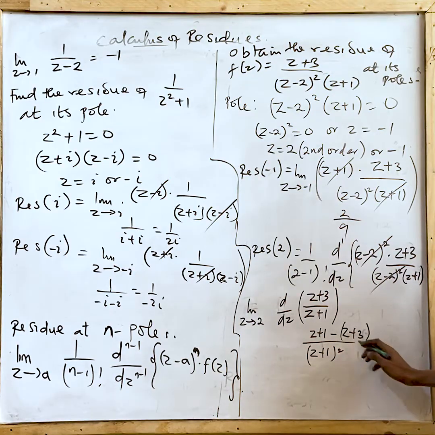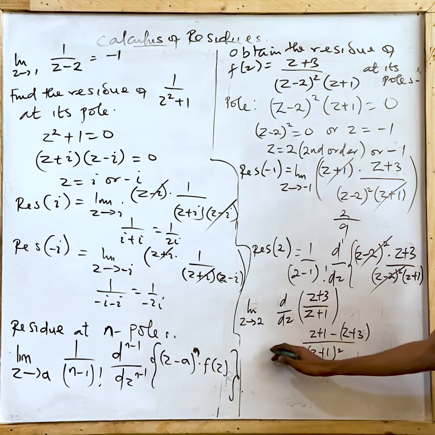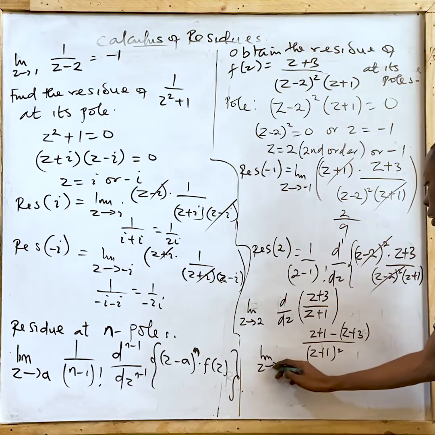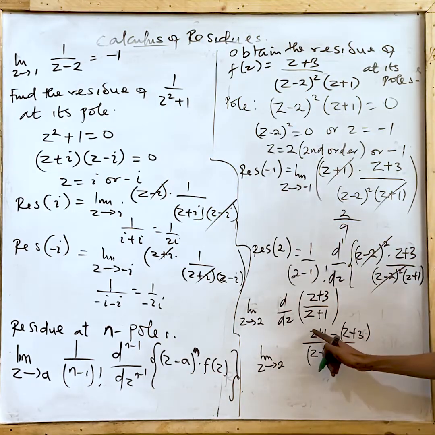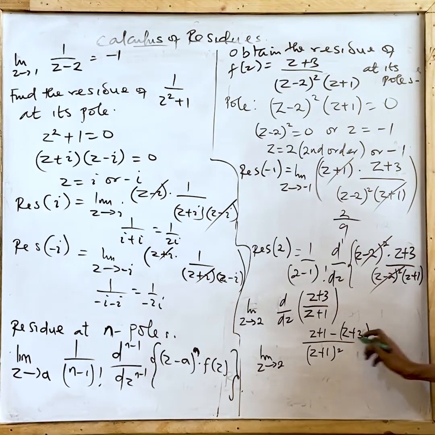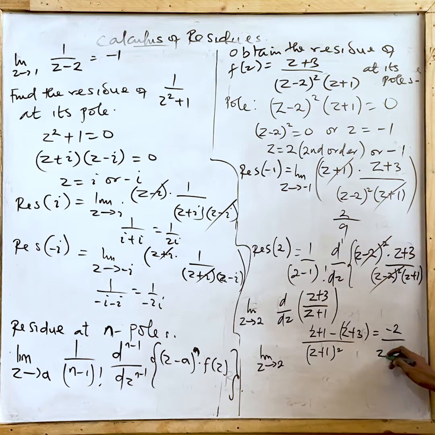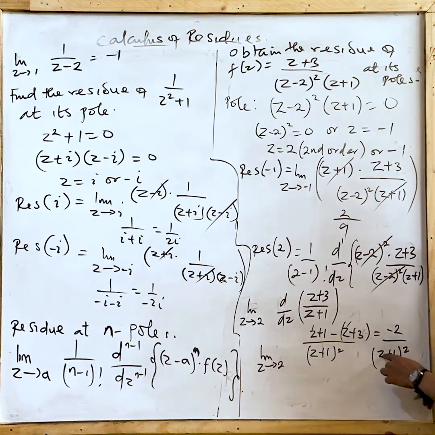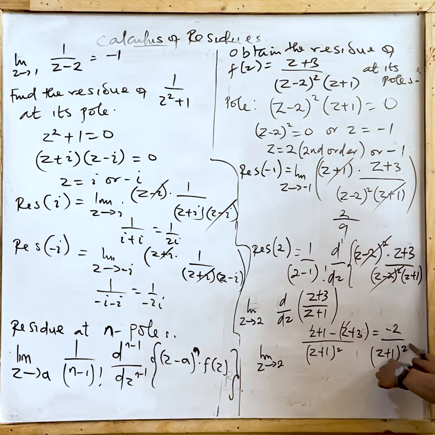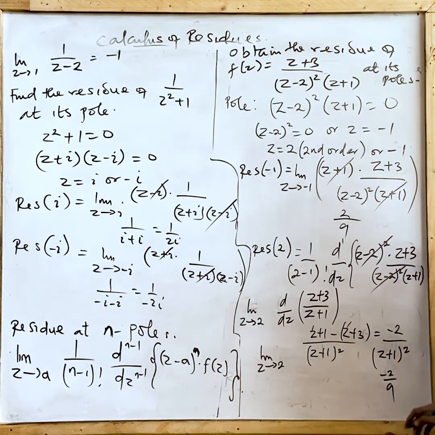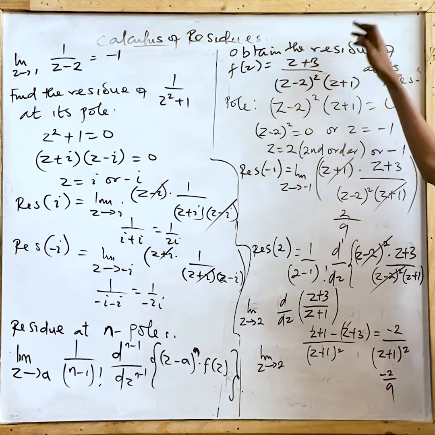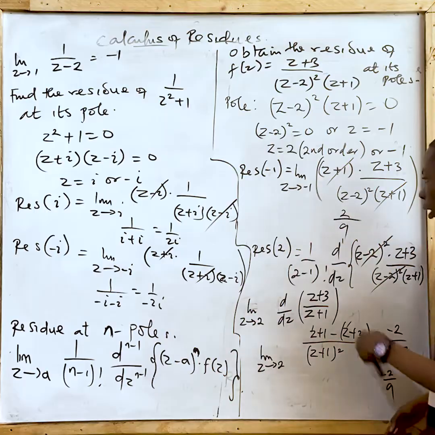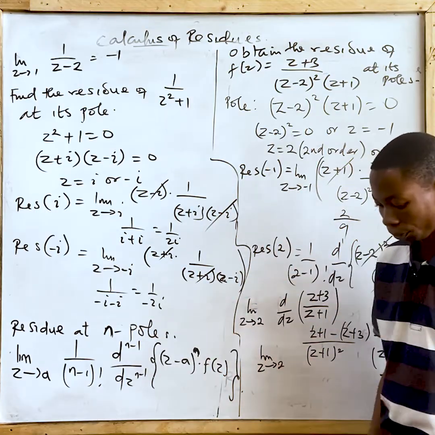So in that case, don't forget we are taking the limit as z approaches 2. So this will be z plus 1 minus z. z and minus z will go, leaving 1 minus 3 minus 2 over z plus 1 all squared at z equals 2. If z is 2 here, that's 2 plus 1, 3. 3 squared, 9. That will give us minus 2 over 9. That is the residue at that pole. Whenever we are dealing with 2 or 3 or whatever, just take the derivative like this.